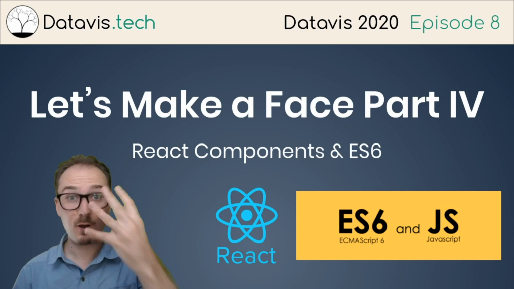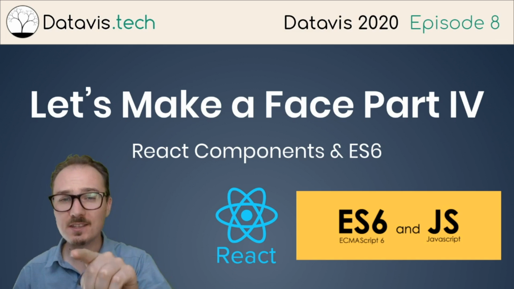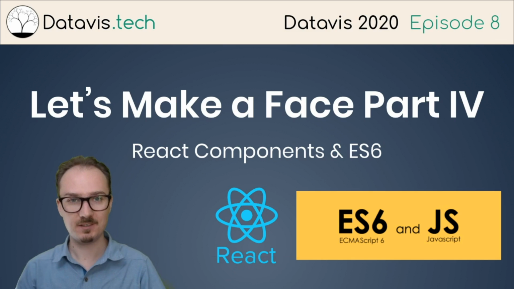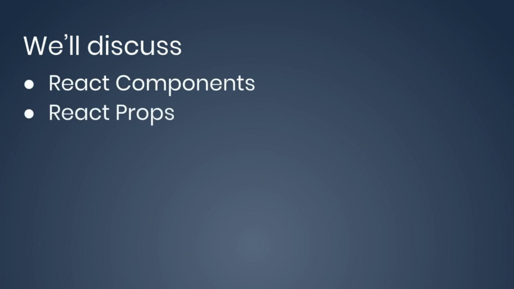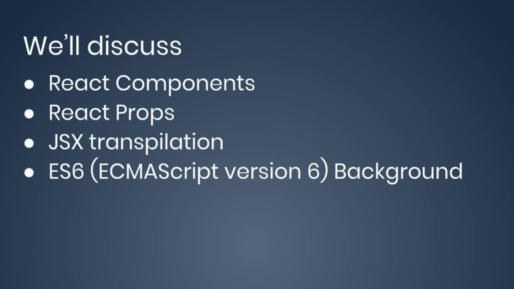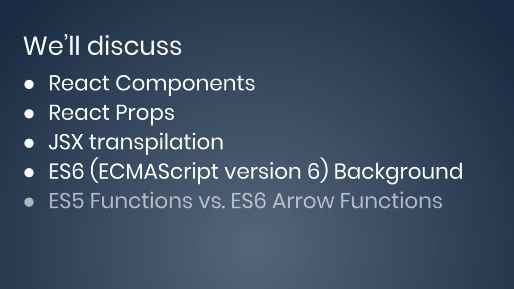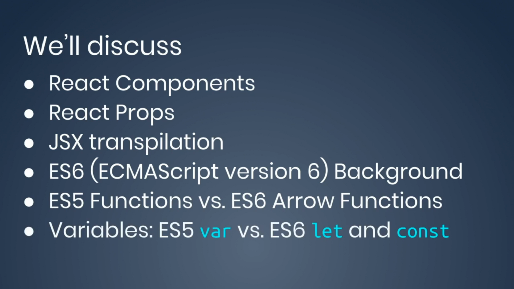Let's make a face part 4 with React Components and ES6 JavaScript. We'll discuss React Components, React Props, JSX Transpilation, ES6, which is ECMAScript version 6, background, just some background knowledge about ES6, ES5 Functions versus ES6 Arrow Functions, variables, ES5 var versus ES6 let and const, and finally ES6 destructuring.